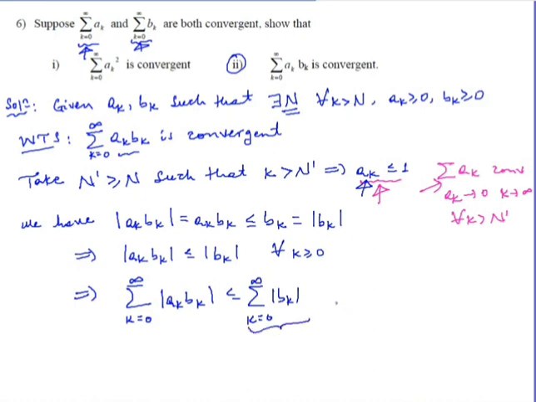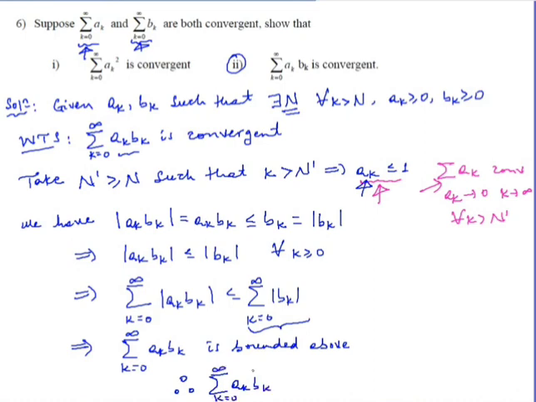This is convergent. So we can have the summation of AK times BK, K starting from 0 to infinity, is bounded above. It is bounded above. Therefore, the series AK times BK, K starting from 0 to infinity, is convergent.